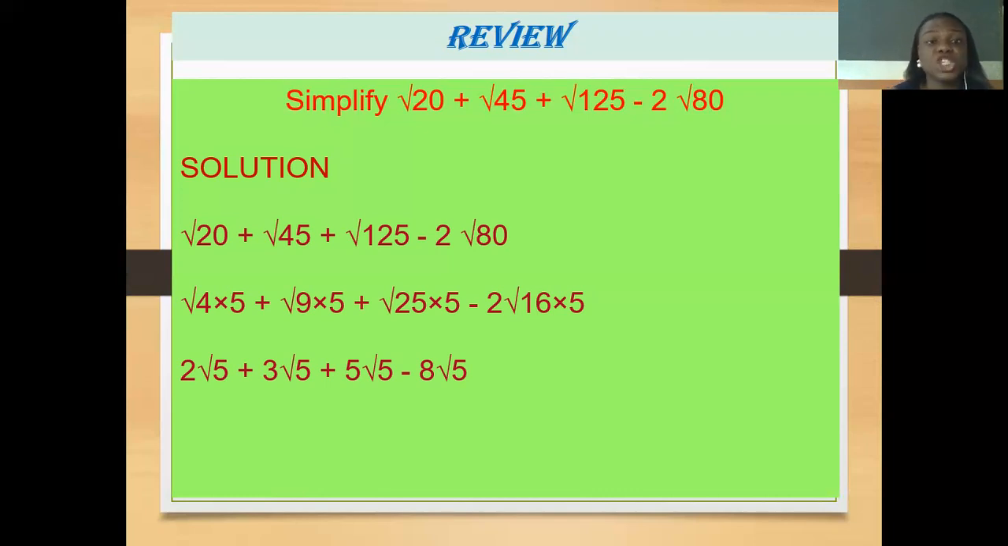The number underneath each square root sign now is 5 at this point. So we call that similar surds, okay? So we are now similar surds. So we can add and subtract similar surds.